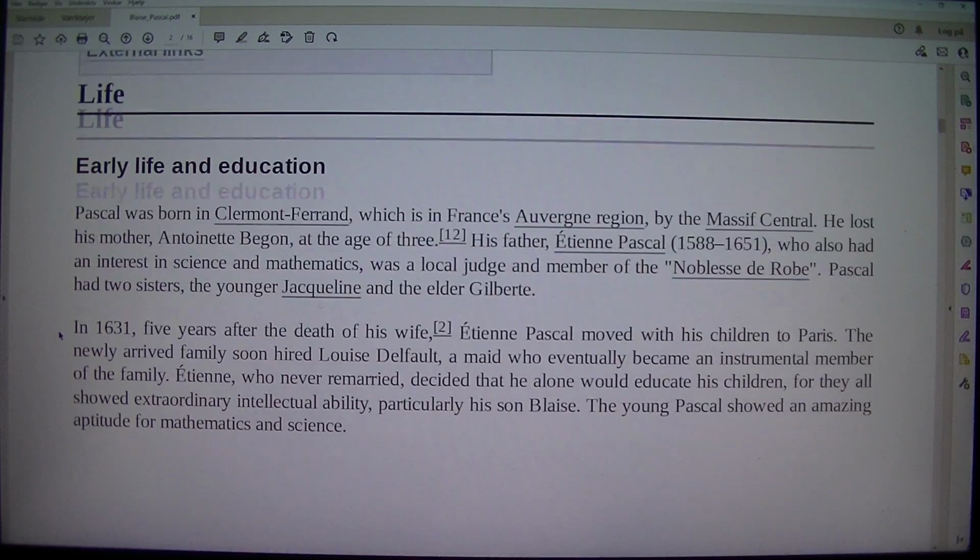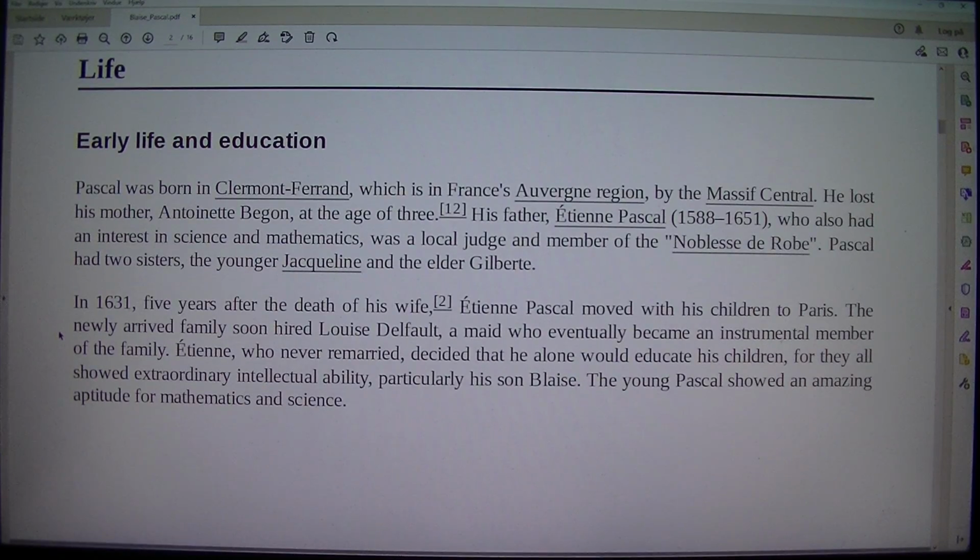Life. Early Life and Education. Pascal was born in Clermont-Ferrand, which is in France's Auvergne region, by the Massif Central. He lost his mother, Antoinette Begon, at the age of 3. His father, Etienne Pascal, 1588-1651, who also had an interest in science and mathematics, was a local judge and member of the noblesse de robe. Pascal had two sisters, the younger Jacqueline and the elder Gilberte.